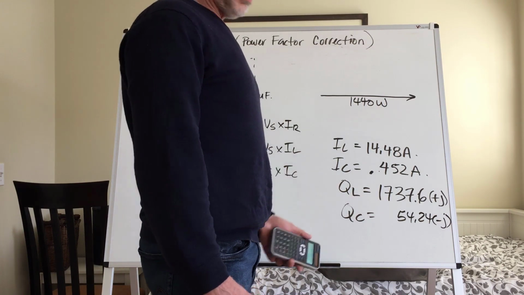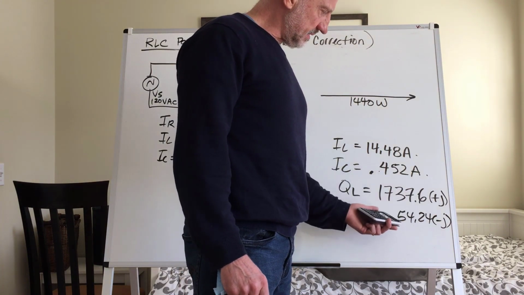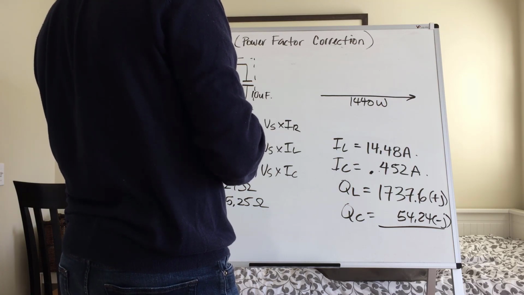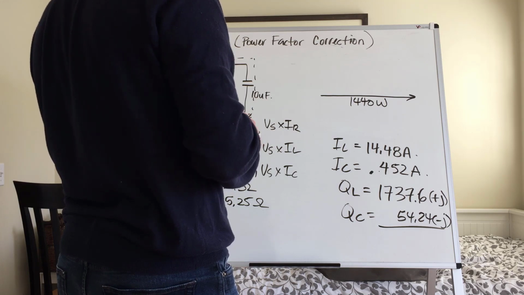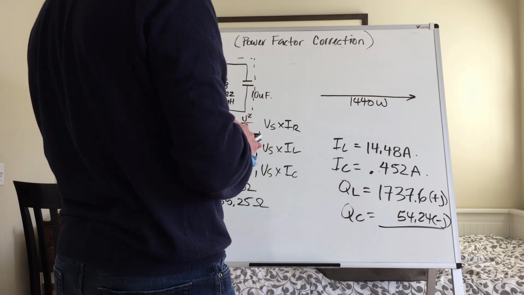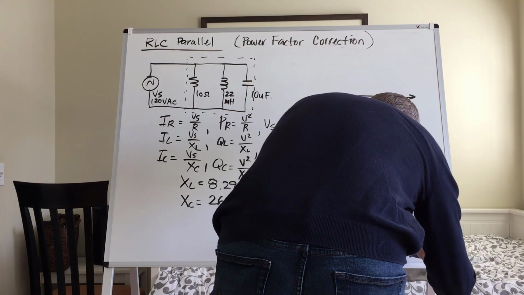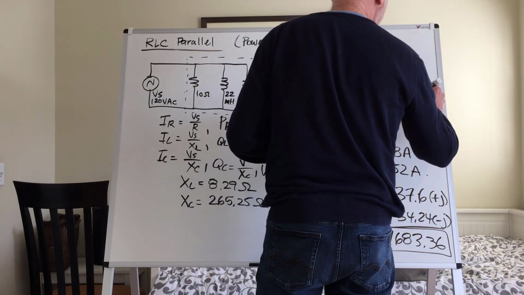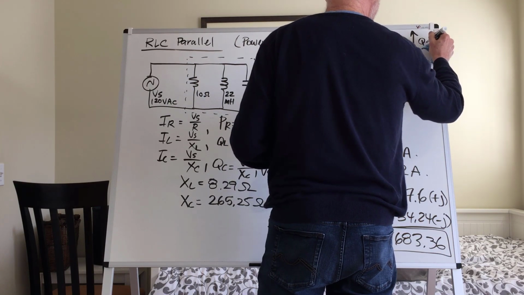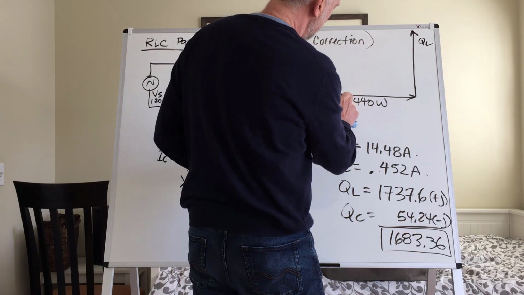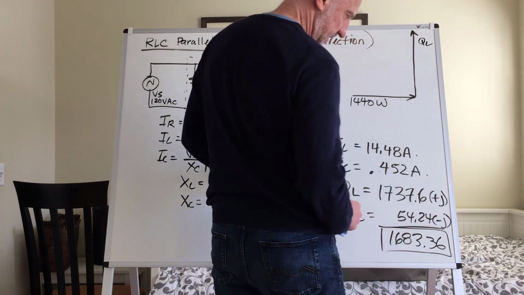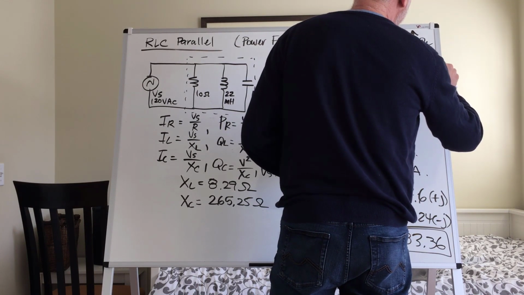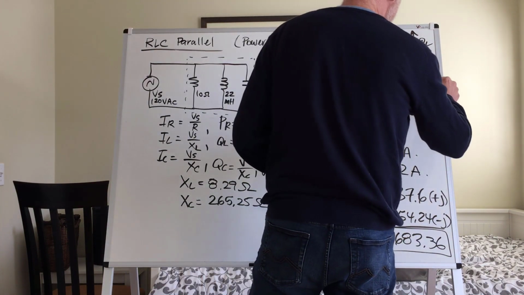So now I'm going to simply add my reactive powers together, and that will be 1737.6 minus 54.24. That gives us 1683.36. So what it means is that our current power triangle has a QL value here, and I realize this isn't to scale. Maybe I can make it a little more to scale by shortening this. So 1683.36 VAR, and that's a plus J value, as you can see.